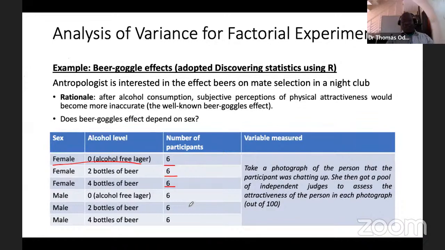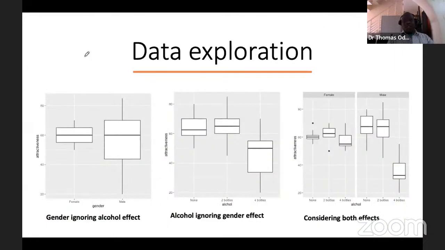Okay. So this is the kind of study that we have. After the study, these are part of the results. If we look at gender, ignoring the alcohol effect, we seem to see that in terms of the average, both the men and the women seem to be doing fairly well. The attractiveness between male and female seems not to differ. However, there seems to be a lot of variation among the males.